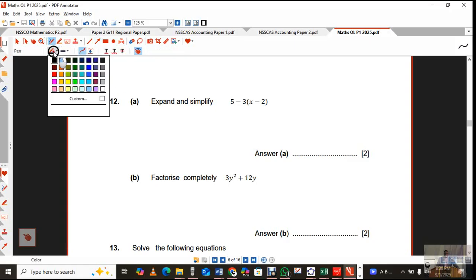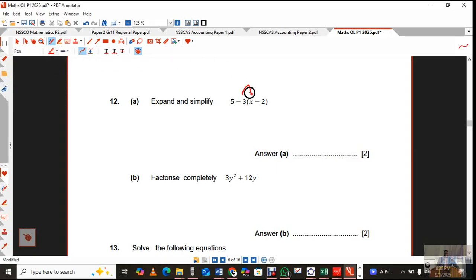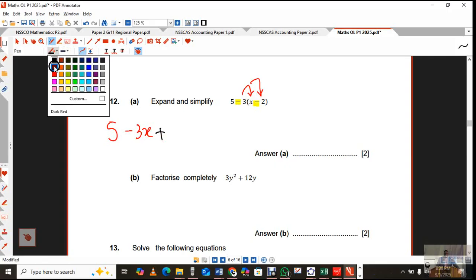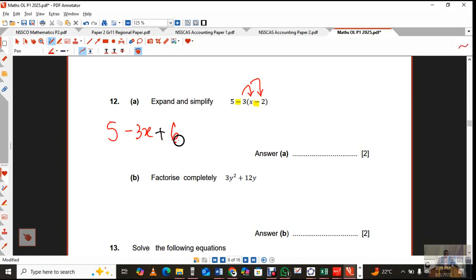We are supposed to expand, and the way you do that is you're going to take this term and multiply it with everything inside the bracket, and you must be careful when you do the second part. A negative times a negative will give you a positive result. So I'm going to write it like this: 5 minus 3x. Now take that, and you guess right, you're going to get a positive. A positive what? A positive 6, because negative 3 times negative 2 is positive 6. So this would be 5 plus 6, which is 11, minus 3x, and that is the final answer for that.